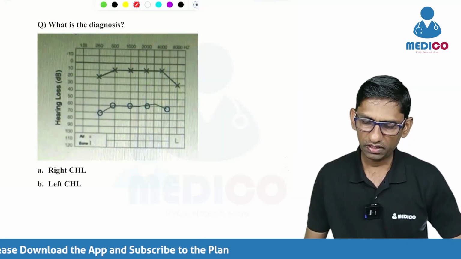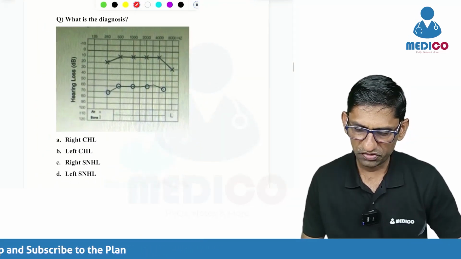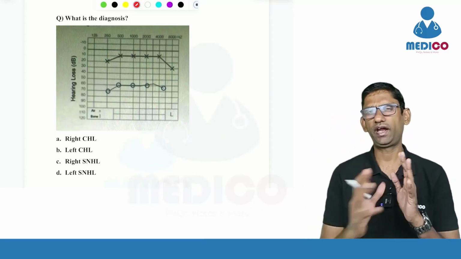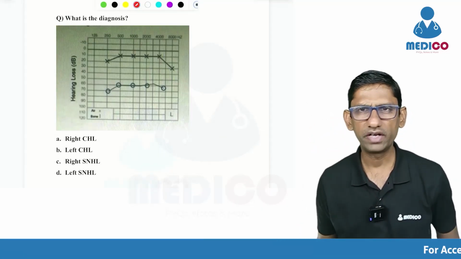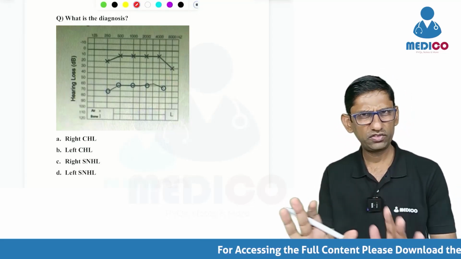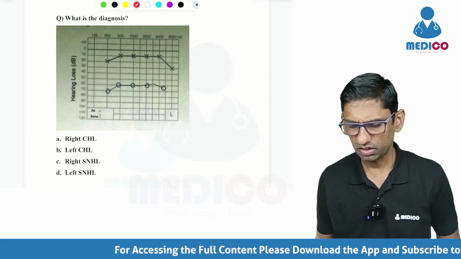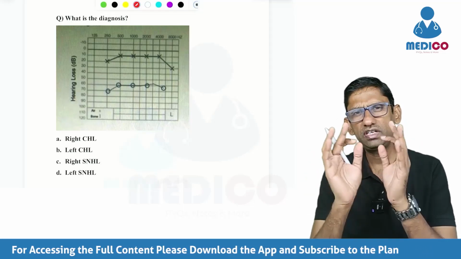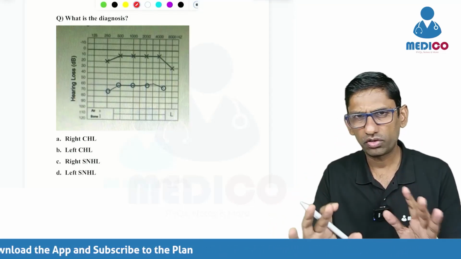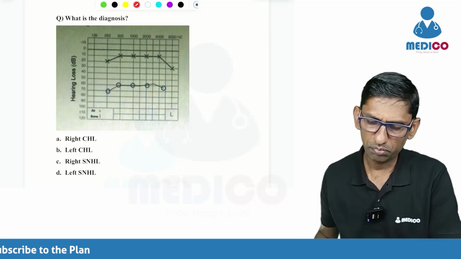Coming to the pure tone audiometry, of course, the symbols are quite important. Based on the symbols only, we can identify the answer, which is very common nowadays. So what is the diagnosis of this PTA chart? Very clearly, two lines are given. So please remember to always see the symbols, and don't look at the colors or the dotted lines or anything. See the symbols, that's quite important.